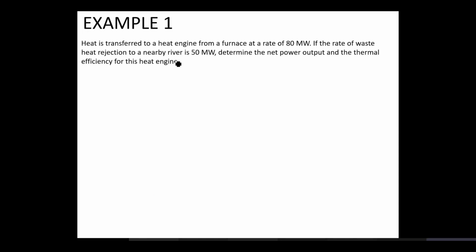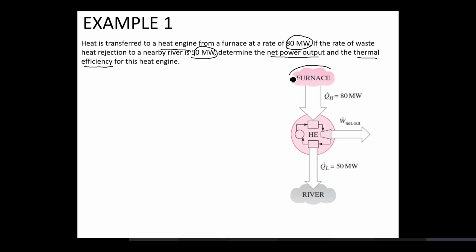Now, let us have a look at this example. It says that heat is transferred to a heat engine from a furnace at a rate of 80 megawatt. If the rate of waste heat rejection to a nearby river is 50 megawatt, determine two things: the net power output of the heat engine and the thermal efficiency for this heat engine. This is the schematic. You have a furnace that is giving heat to the heat engine at the rate of 80 megawatts. The heat is rejected from the heat engine to the river, or the low temperature sink, at 50 megawatt.